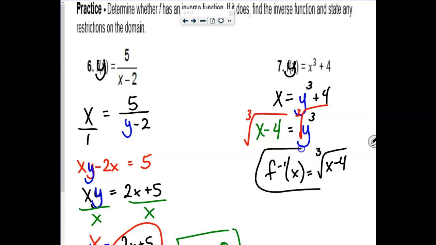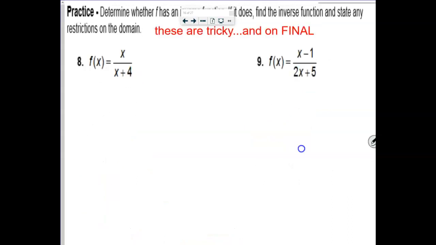And again, kids are panicked because they're like, well, what about the domain restriction? Because they're like, isn't there something to do with radicals? Yeah, but what kind of radicals? Even radicals. Is that an even radical? No restriction, so no domain restriction. You could write domain negative infinity to infinity, or you could just write nothing for that one. Okay, it's a big note. These are tricky and on the final, and your test, and probably every other test for the next 3 tests.